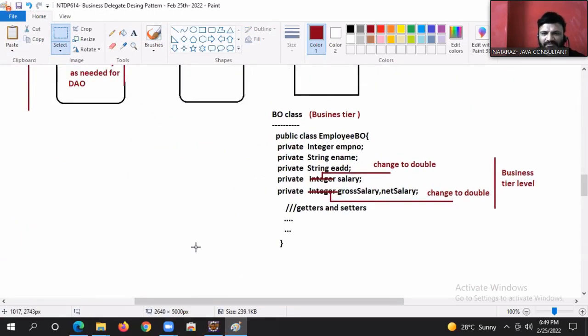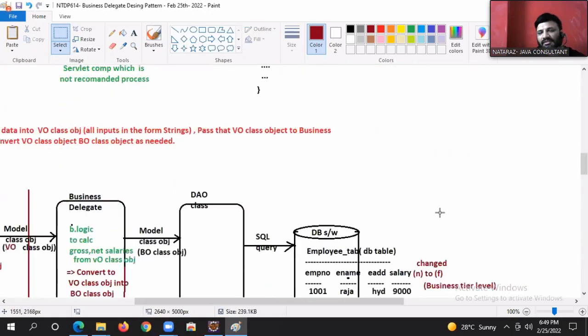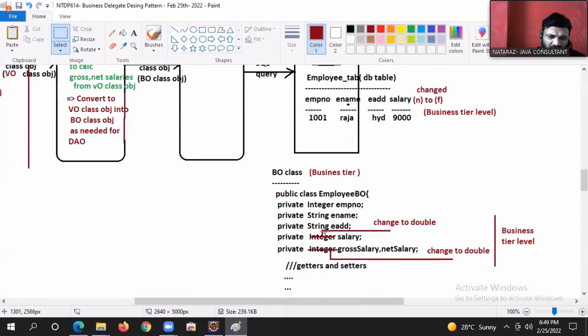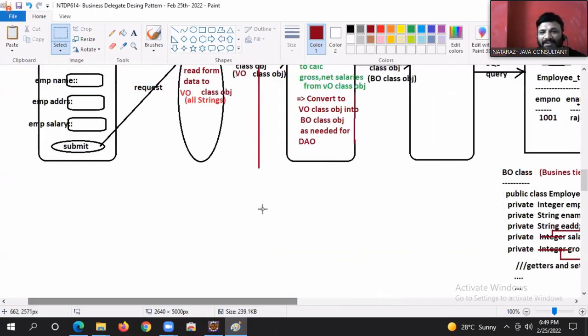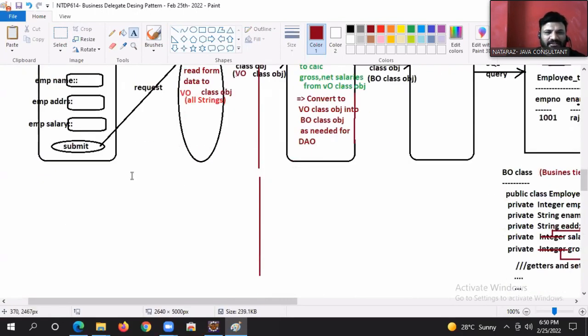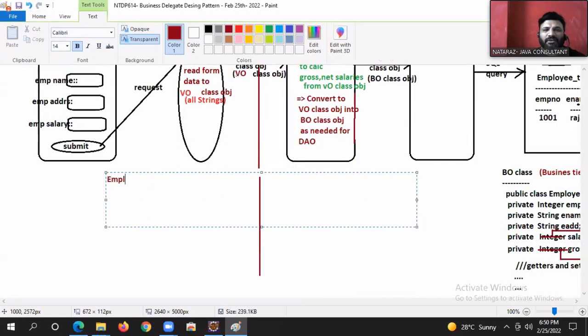Same thing here. Change it to number to float. Here also change it to double. Business tier level, cool, guys. Come on. But here what I will be having? VO class, right? Employee VO class.